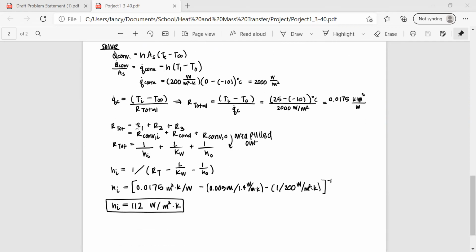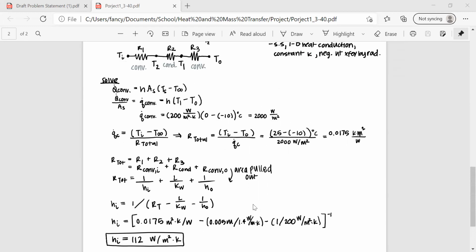And then since this is in series, you can add up all of the resistances, which leaves these equations. And since we're asked to find h_i, everything else is known except for that value, so we can manipulate the equation and solve for that.